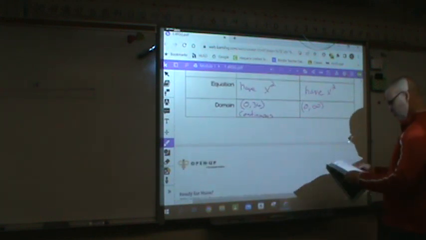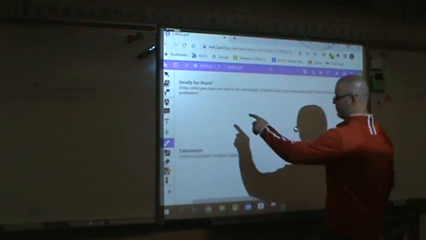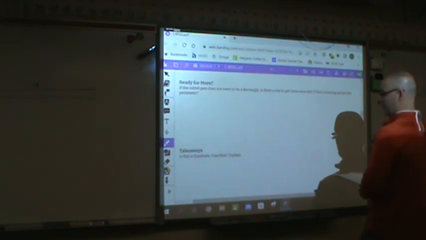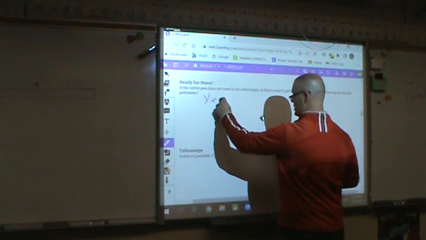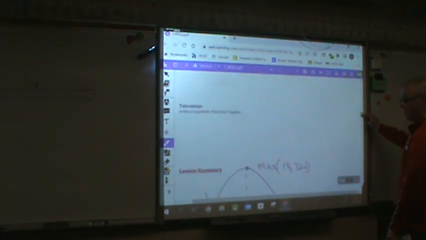All right, and then, if the rabbit pen does not need to be a rectangle, is there a way to get more area with 72 feet of fencing around the perimeter? The answer to that is yes, but I'm going to save that for class.